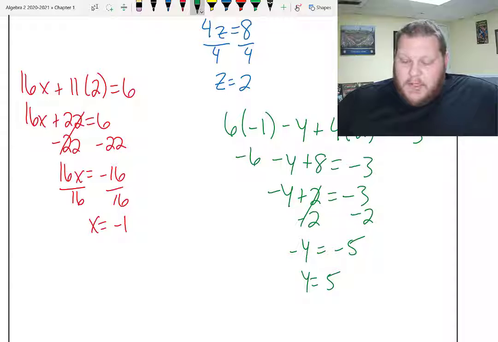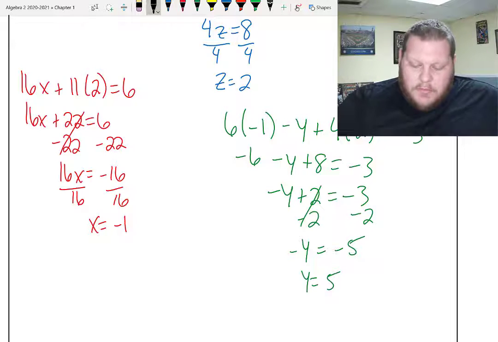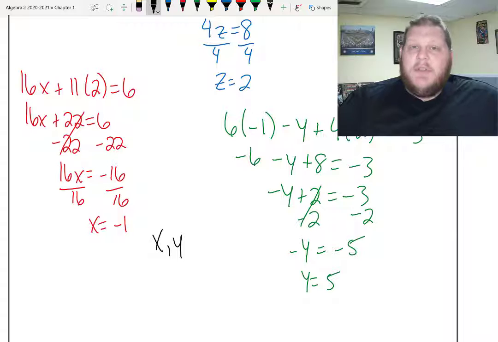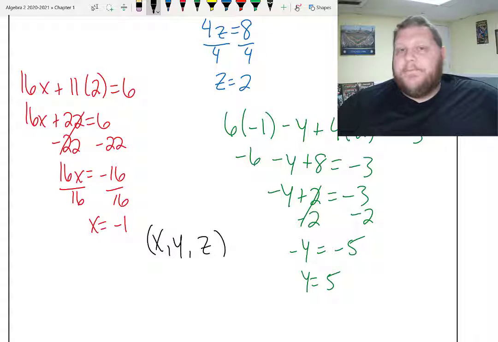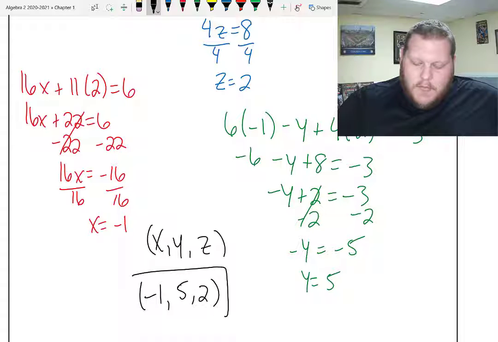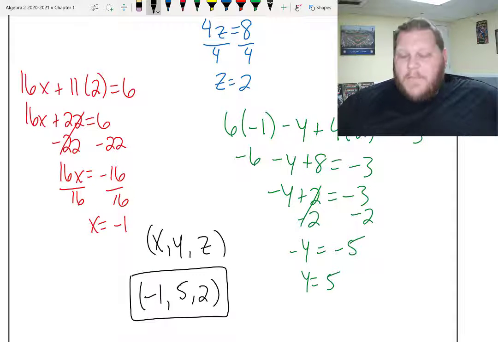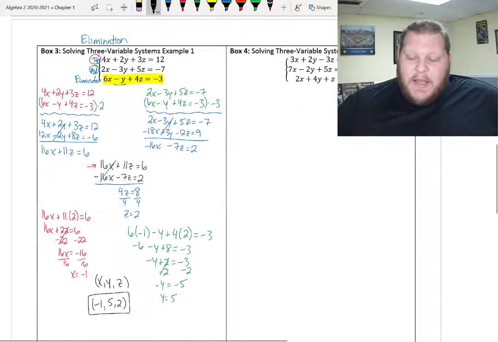Putting that all together, you have all 3 variables, but you do need to still list it in a coordinate version. So usually it would be x comma y when there's 2 variables. So now it's just going to be x comma y comma z. So in this case, my final answer would be negative 1 comma 5 comma 2. And that would be my final answer there. So that's a 3 variable system with elimination.